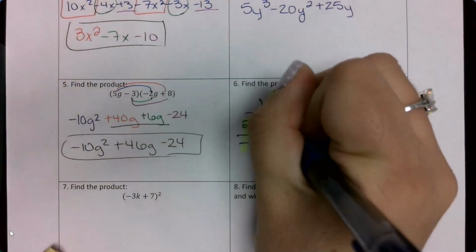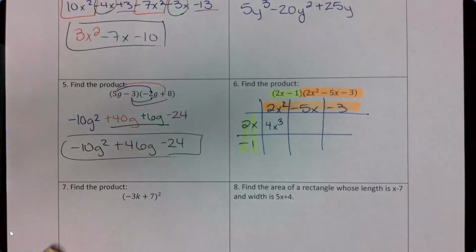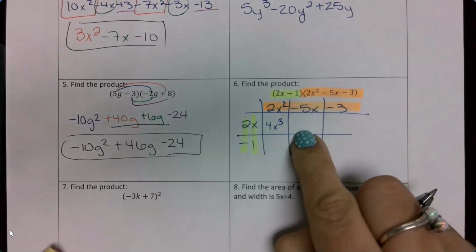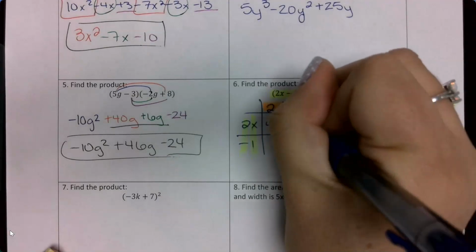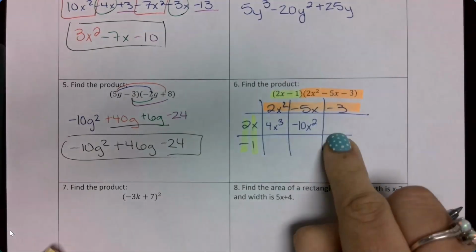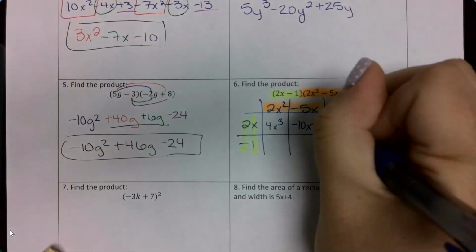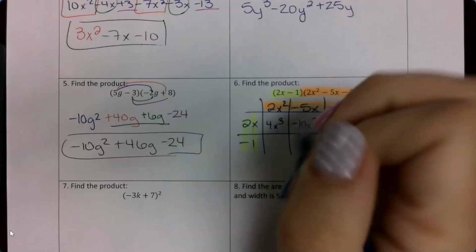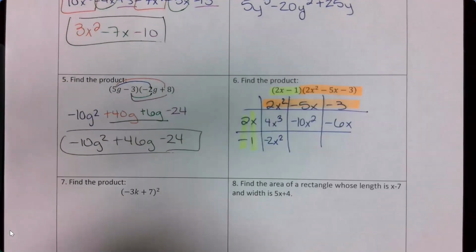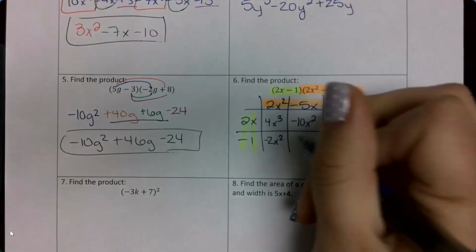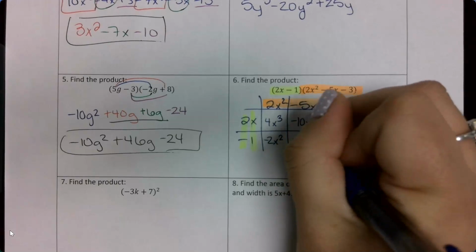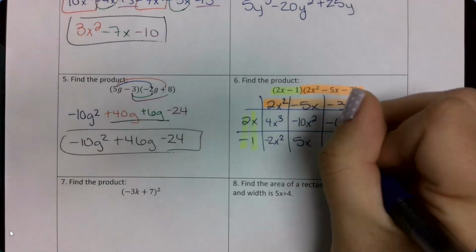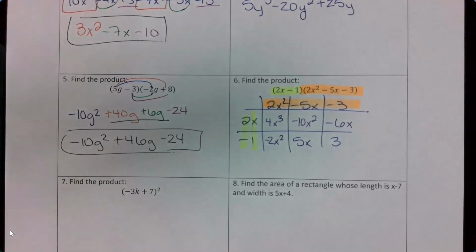It's going to give me 4x cubed. Because I multiply the big numbers, add my exponents on the variables. Then I have 2x times negative 5. It's going to give me negative 10x squared. 2x times negative 3 is negative 6x. Then I have negative 1 times 2x squared is negative 2x squared. Negative 1 times negative 5x is positive 5x. And negative 1 times negative 3 is positive 3.